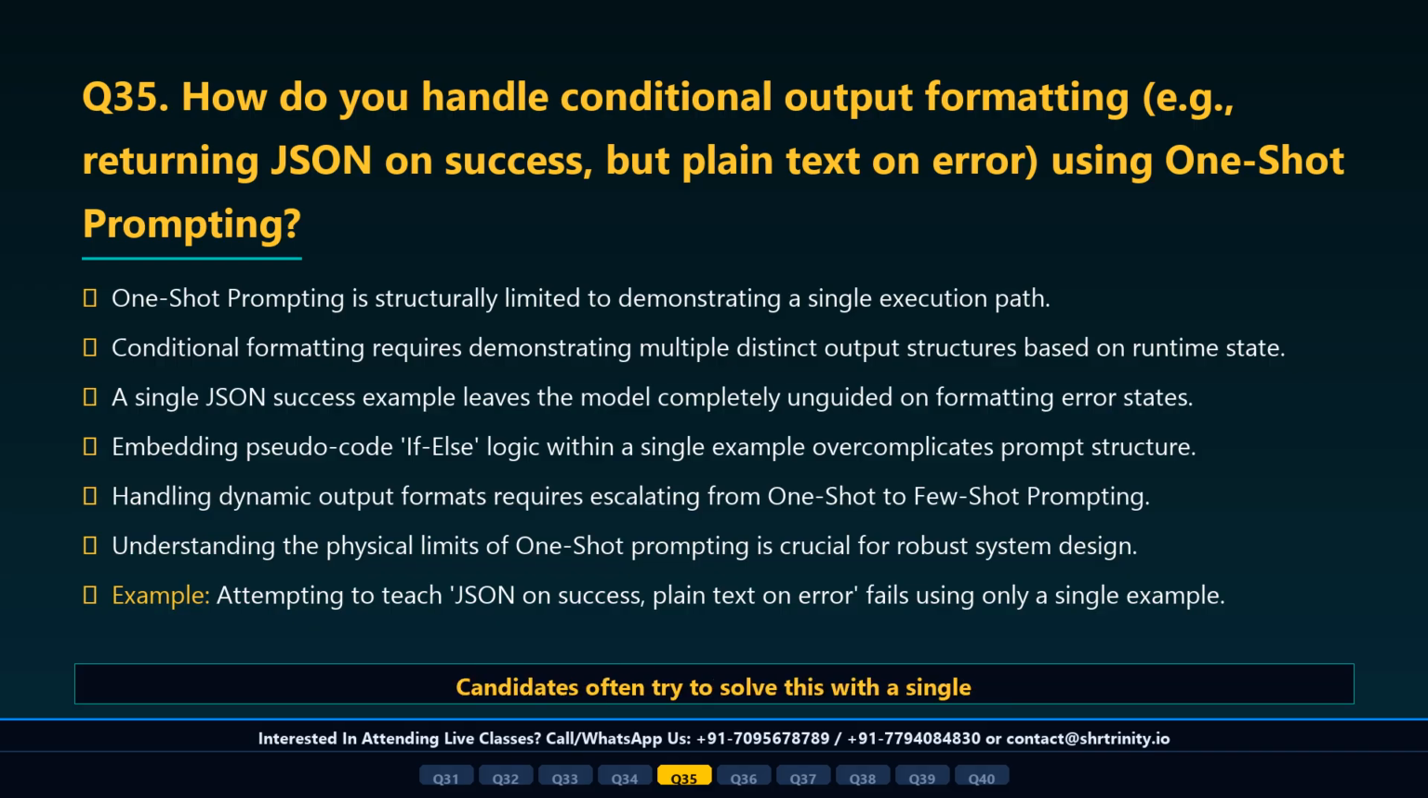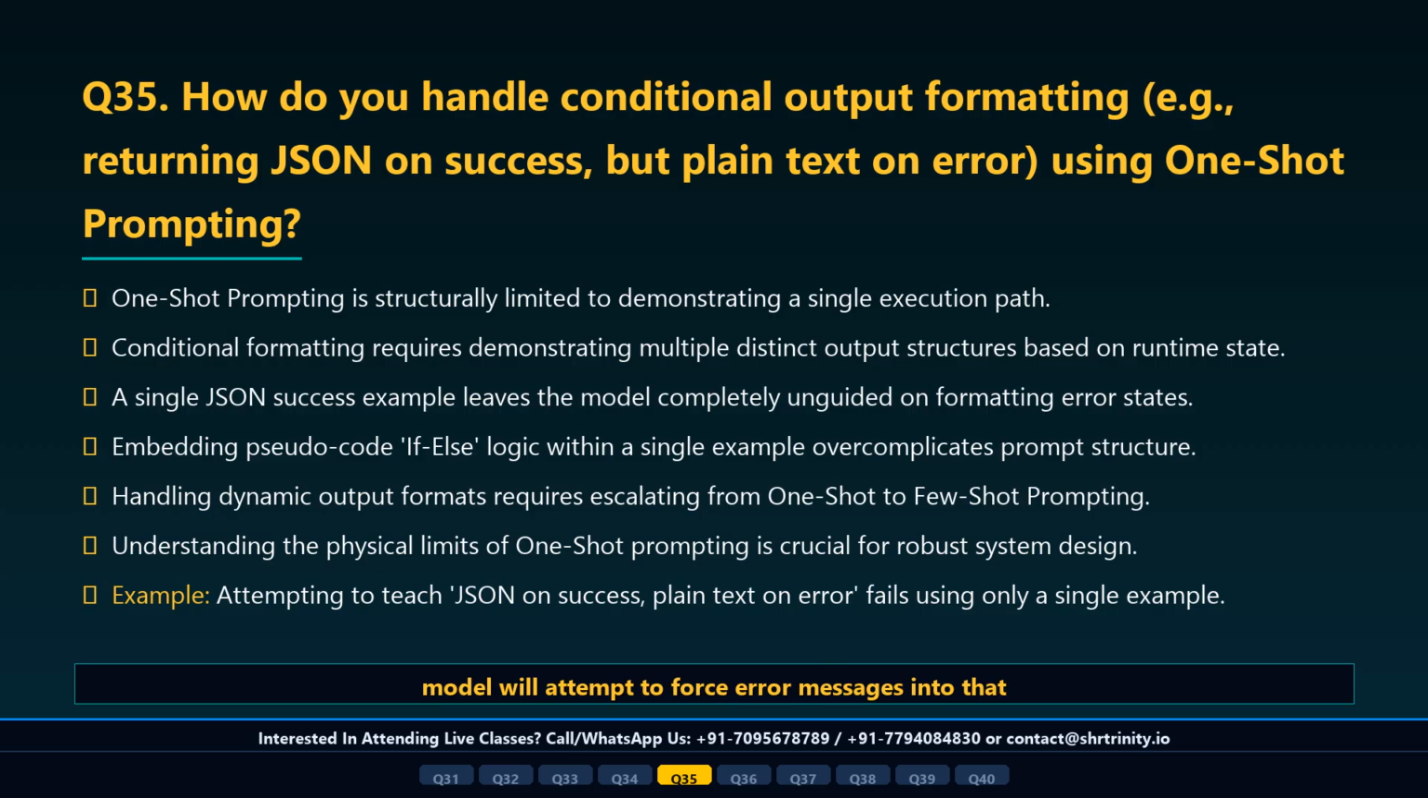Why? As highlighted in our summary points, a single example can only demonstrate one structural format. If your one-shot example shows a JSON response, the model will attempt to force error messages into that JSON structure. If your example shows plain text, it won't understand how to format the valid JSON schema. Trying to jam conditional if-else logic into a single example confuses the model.